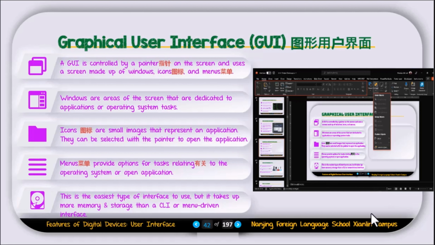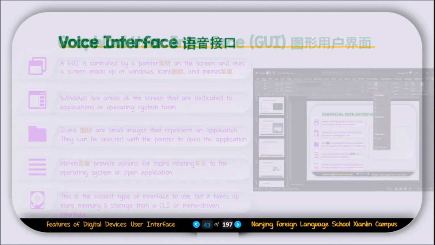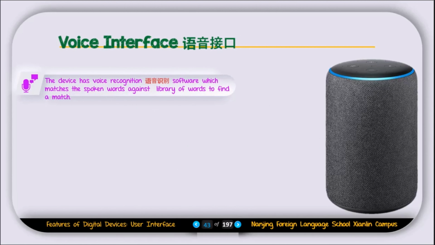That's all about the GUI. Next type of interface is called the voice interface. This device has voice recognition software, which matches the spoken word against a library of words to find a match. This type of interface usually works when you have the internet connected. You need to first connect your device to the internet, and then this device contains voice recognition software that can recognize your voice. And it has different commands that are stored online on the cloud.